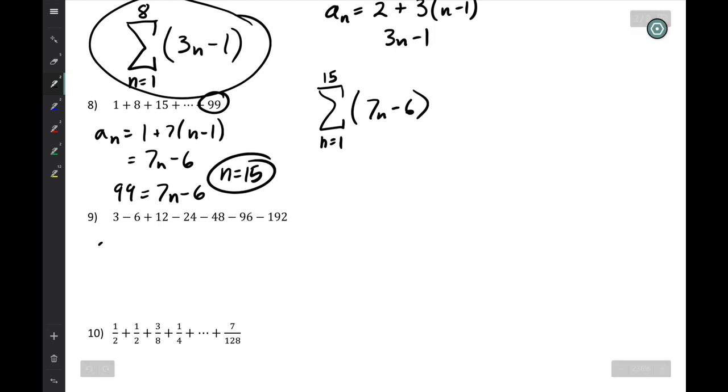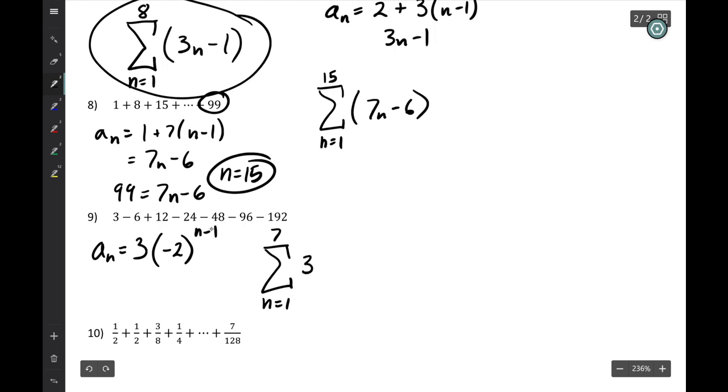So I want to write down the a sub nth term for a geometric sequence. Well, it's going to be your first term times your common ratio, which was negative 2, to the n minus 1. And then once we have that, all we have to do is look and see, if I know this expression, how many terms are there? There's 4, 5, 6, 7. There's 7 terms. So I'm going to write down my sigma, start at 1, go to 7, and then write down my expression for the a sub nth term. Oh, it wasn't so bad.